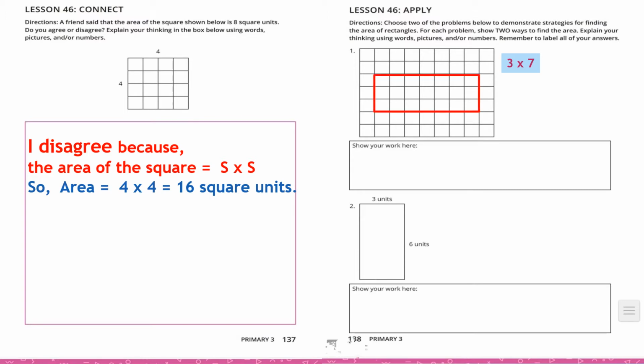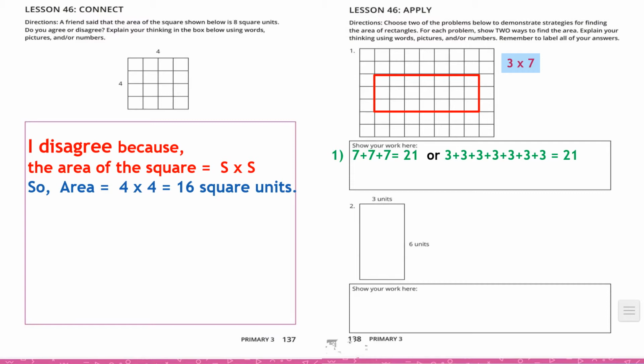We want to find the area by different ways. The first way, we know that we can find it by repeated addition. Here, we have 3 rows. Each row contains 7 squares. So we have 7 plus 7 plus 7. 3 sevens equals 21.